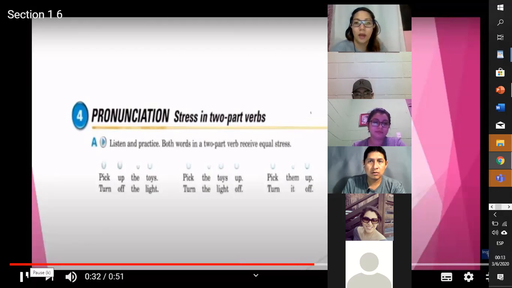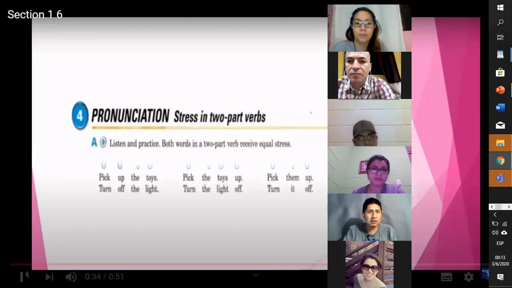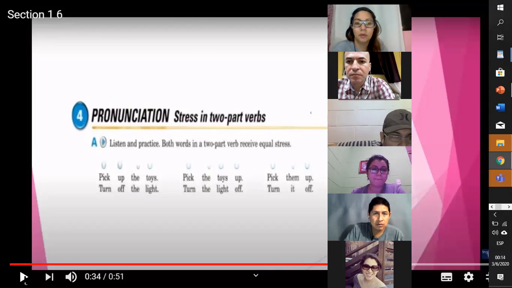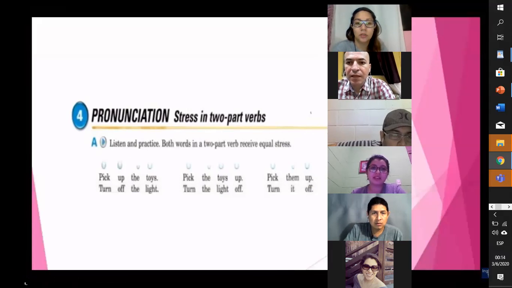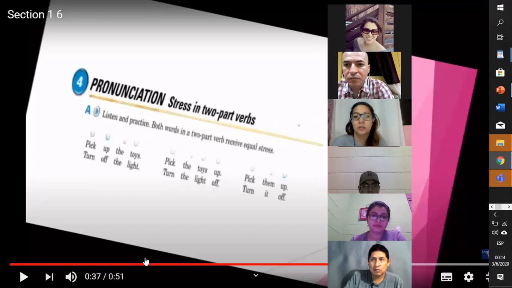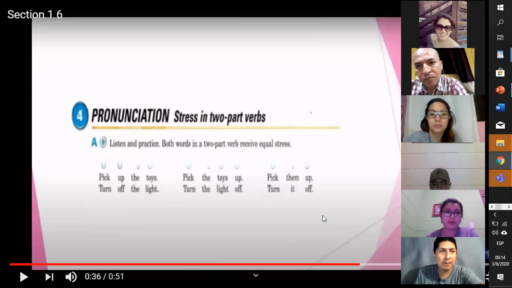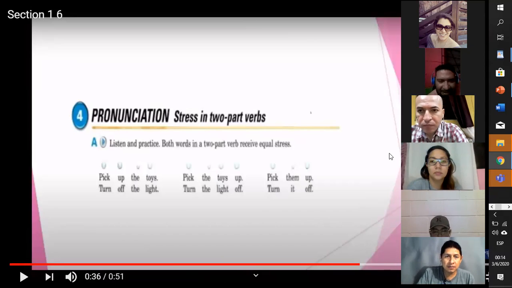Pick the toys up. Great. Turn the light off. Pick them up. Reduce this one. Pick them up. And then pick them up. Turn it off.